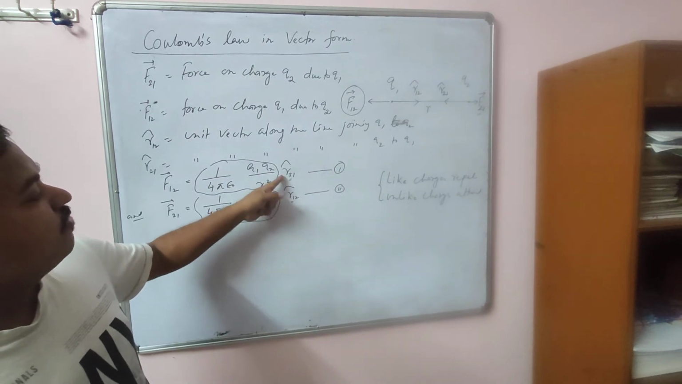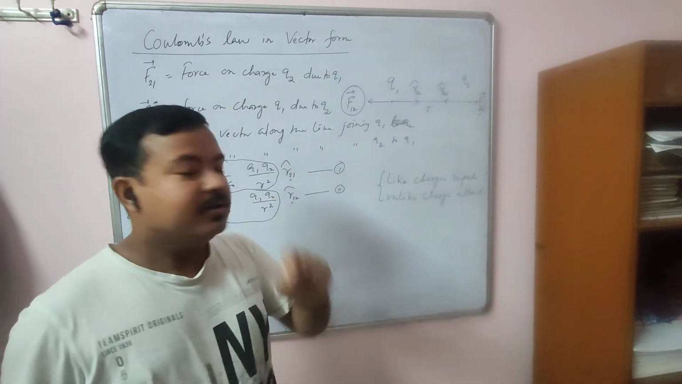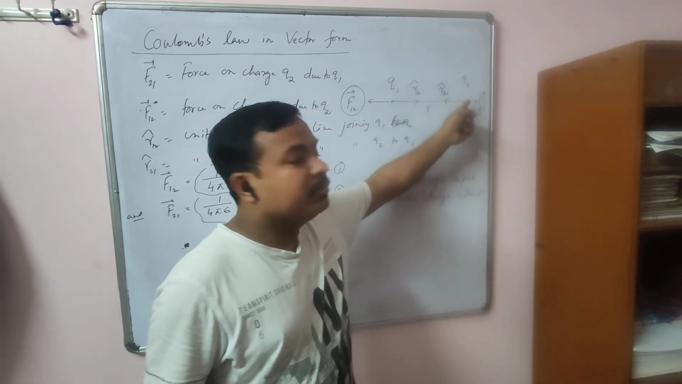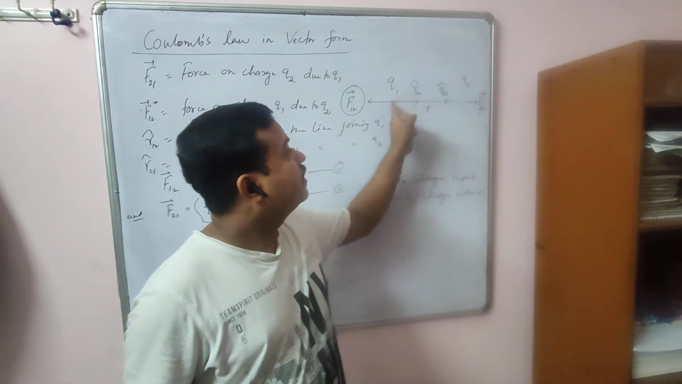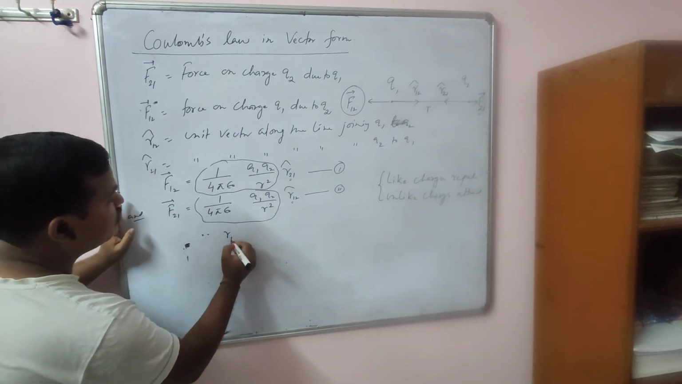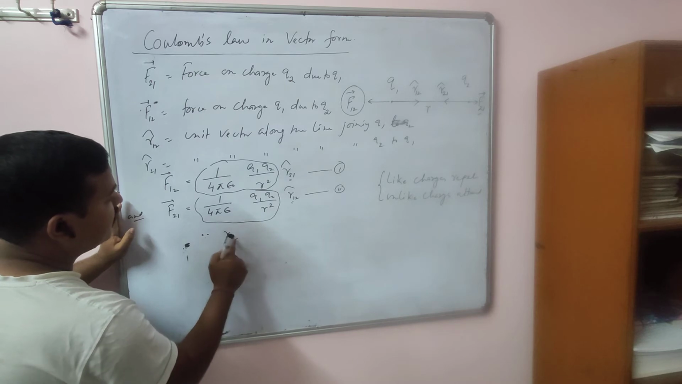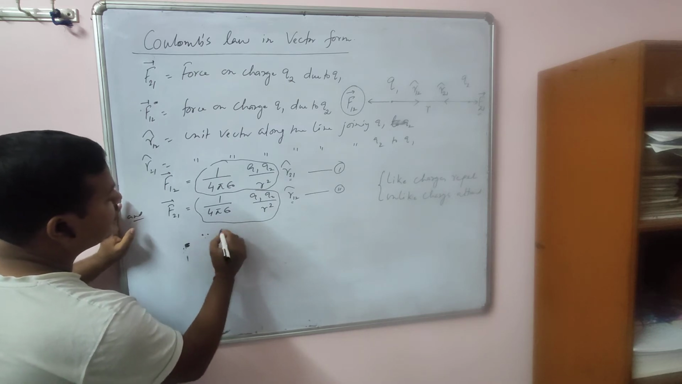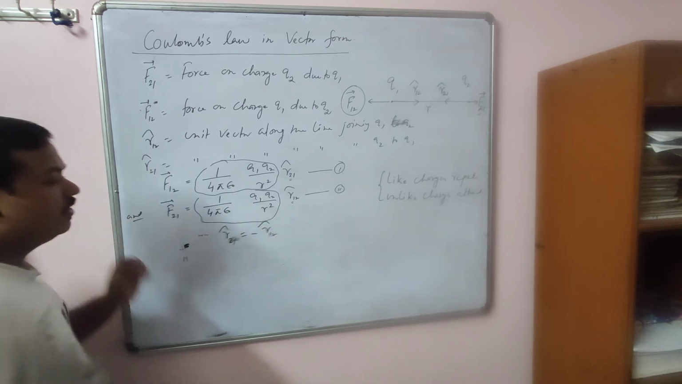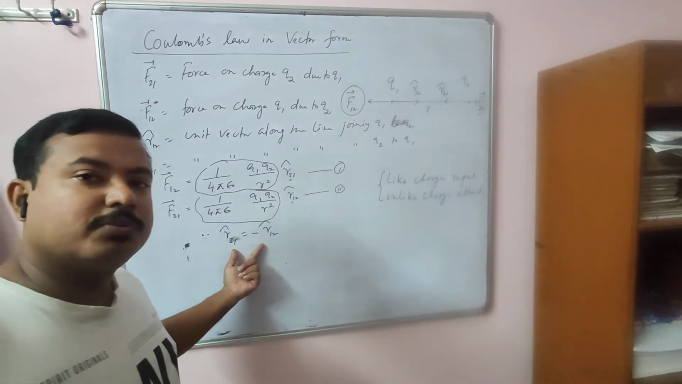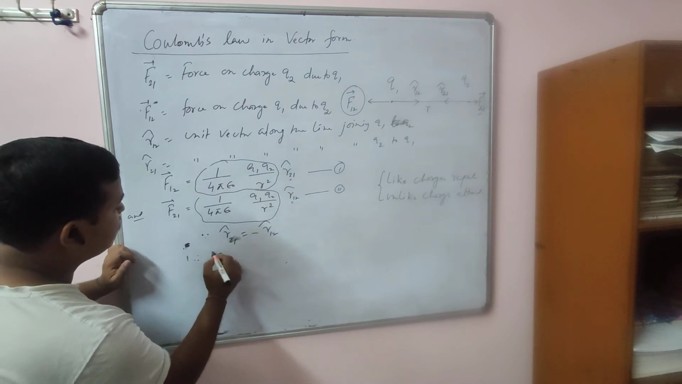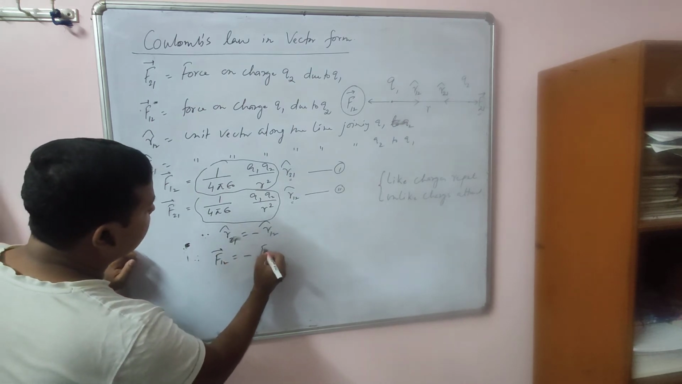So here these are unit vectors, so they have the same magnitude 1, only the direction is different. One is from Q1 to Q2, another is from Q2 to Q1. So here you can say, since R12, R21 is equal to what? Minus of R12. Why is it minus? Because same magnitude but opposite directions. So therefore you can say that F12 is equal to minus of F21.